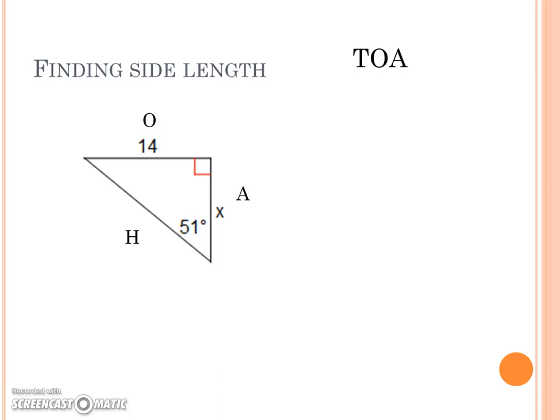Tangent of our angle, 51, equals O over A, 14 over x. Then we just solve for x. To get rid of divide by x, we multiply by x. So we get x times tangent of 51. And then we divide by tangent of 51. So x is really equal to 14 divided by tangent 51.